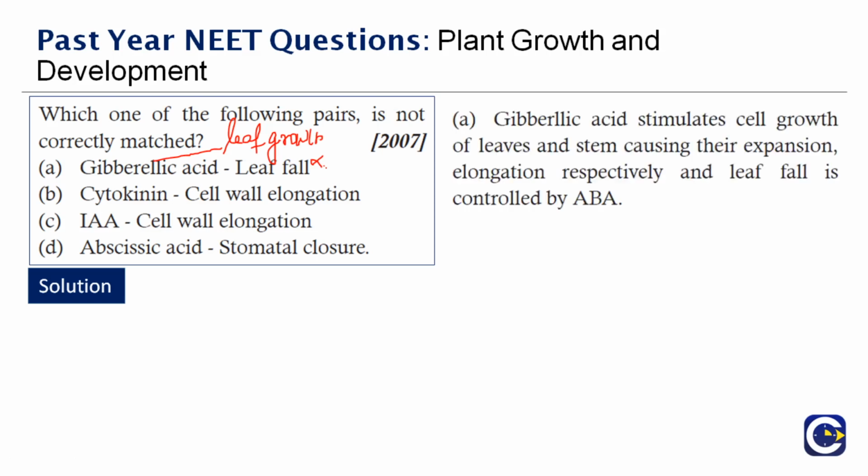We all know gibberellic acid stimulates cell growth of leaves and stem, causing their expansion and elongation respectively. Leaf fall is controlled by ABA. What is it? ABA is abscisic acid. Okay. The correct answer is option A.